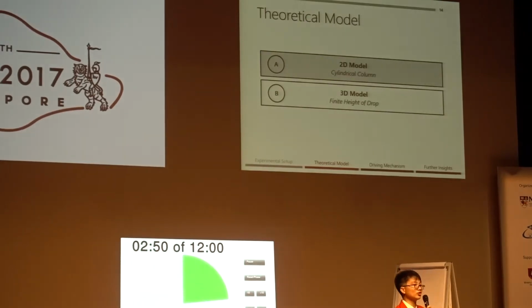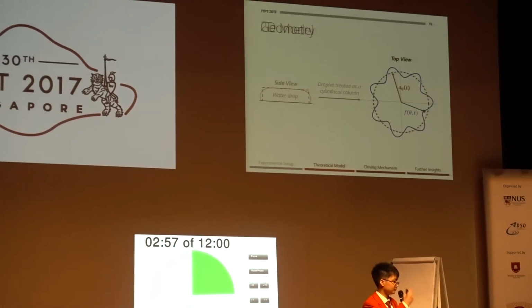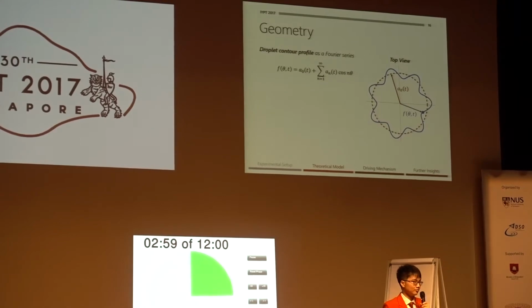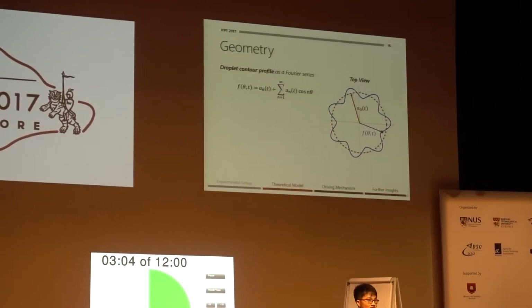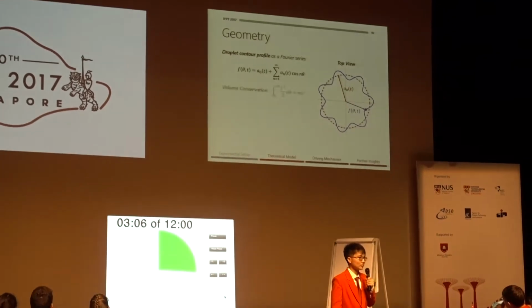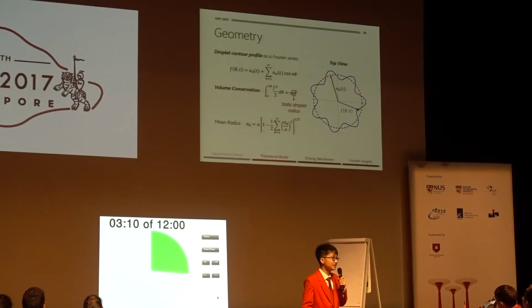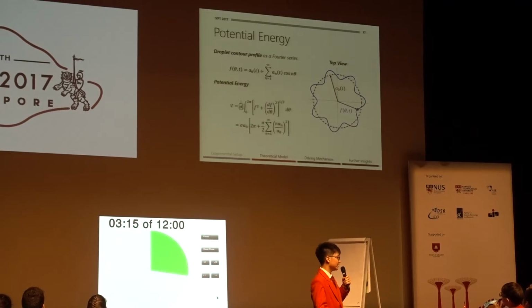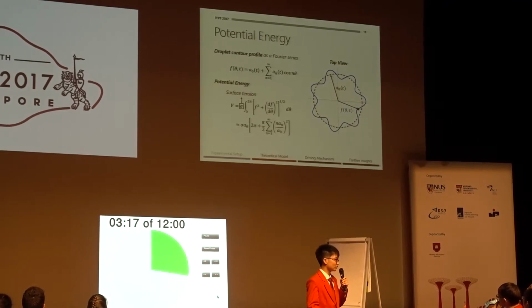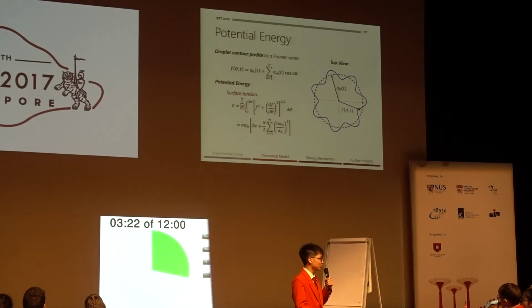Moving on to our theoretical model, we will first discuss our two-dimensional model, where we will treat our drop as a cylindrical column. We can write down our droplet contour profile as a Fourier series as follows, where A0 denotes the mean radius of our droplet. Applying volume conservation, we can obtain this expression for the mean radius, where A is the static droplet radius.